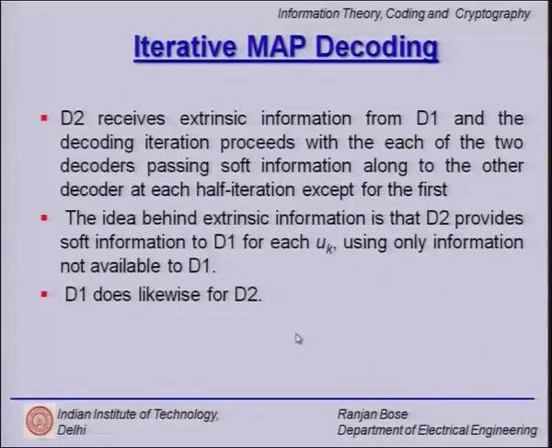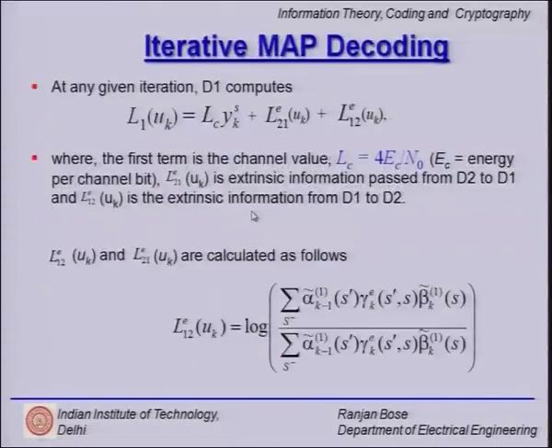So, what D2, the second decoder, does is it receives the extrinsic information from D1, and the decoding iteration proceeds with each of the 2 decoders passing the soft information along to the other decoder at each half iteration. The idea behind this extrinsic information is that D2 provides soft information to D1 for each u_k using only information not available to decoder 1. Similarly, D1 does for D2. So, they keep passing partial information without declaring the result till convergence is reached.